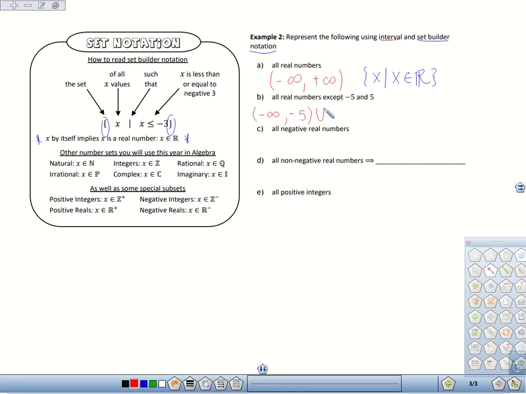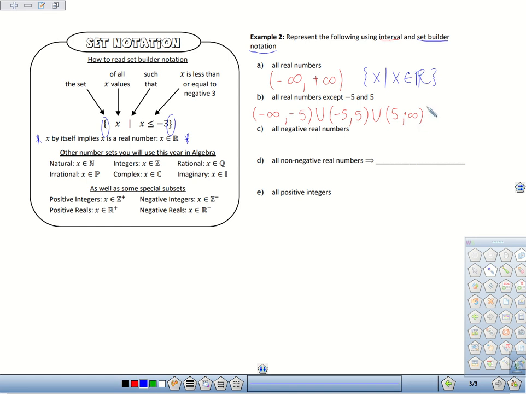The union of that, and then we would go from -5 to 5, but neither are included. And the union of that with, then we'd go from 5 to infinity. So, in this case, the interval notation is quite complex, and I probably wouldn't expect you to do one this difficult at this stage, okay?